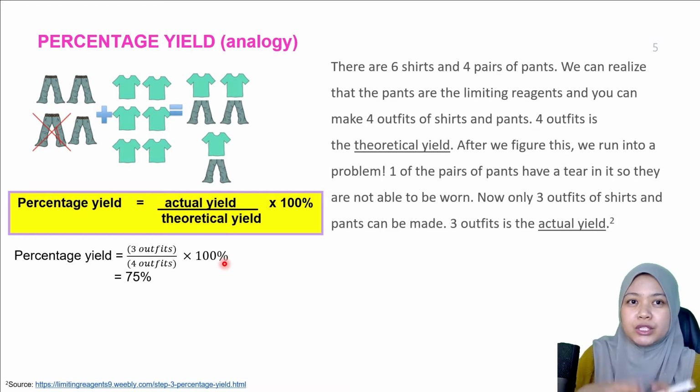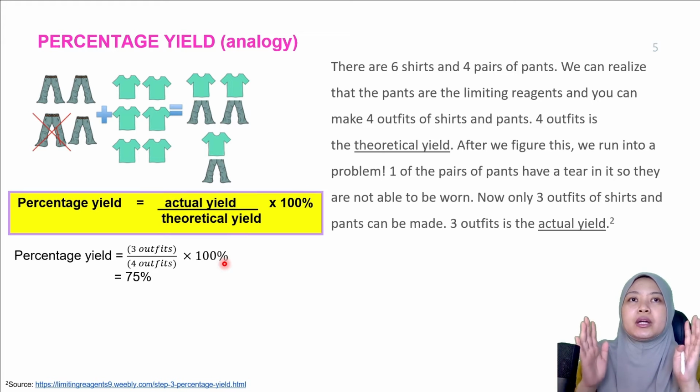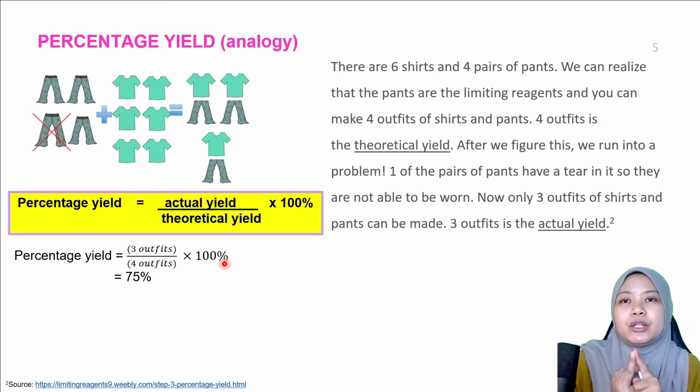I hope both analogies, yang burger dengan shirt pants ni, bagi you nampak overview, okay, what is limiting reactant, excess reactant, theoretical yield, dan apa itu actual yield.